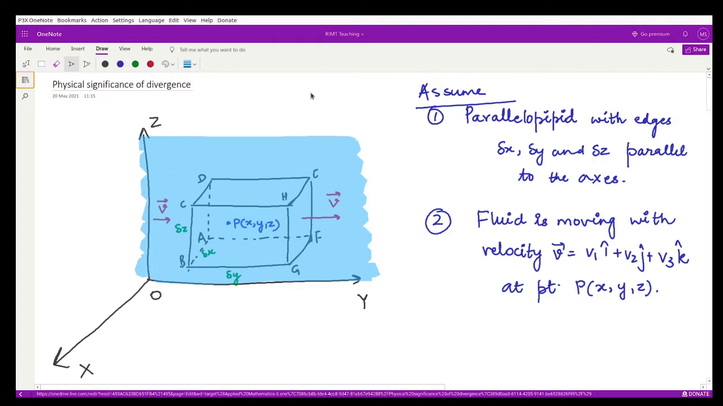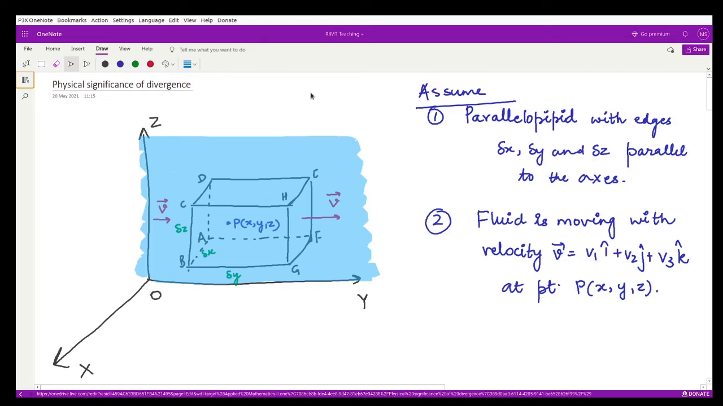For that, we are taking the three axes, x-axis, y-axis and z-axis, and the origin. Here we are assuming a parallelepiped, which is the 3D version of a rectangle, with edges having lengths delta x, delta y and delta z. That means it is very small, and these sides are parallel to the x, y and z axes respectively, so it is oriented in the direction of the coordinate axes.